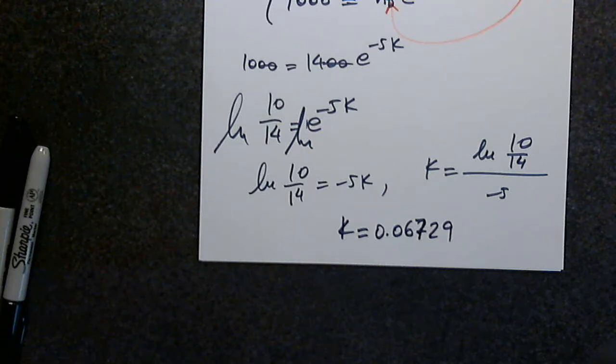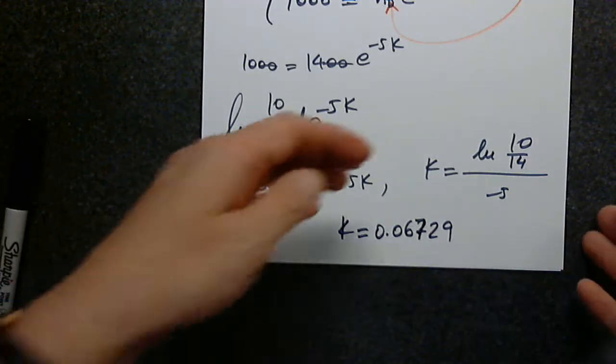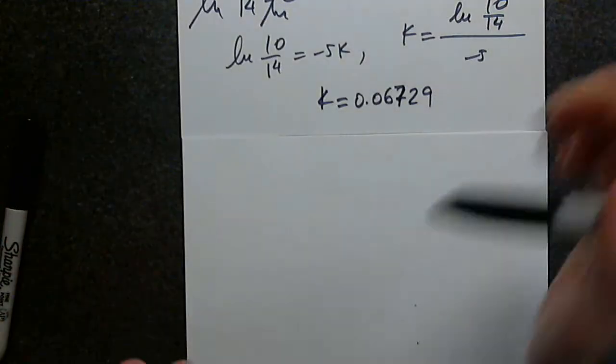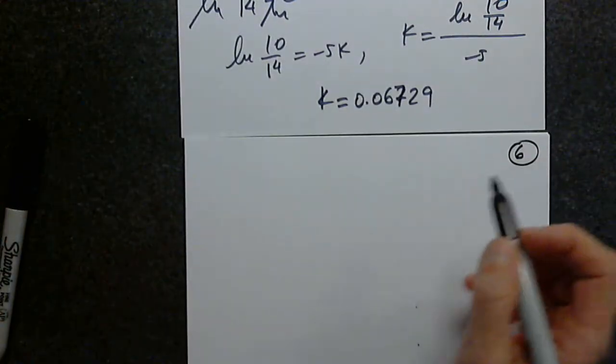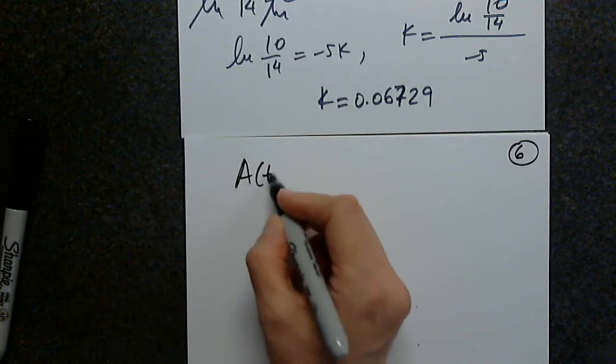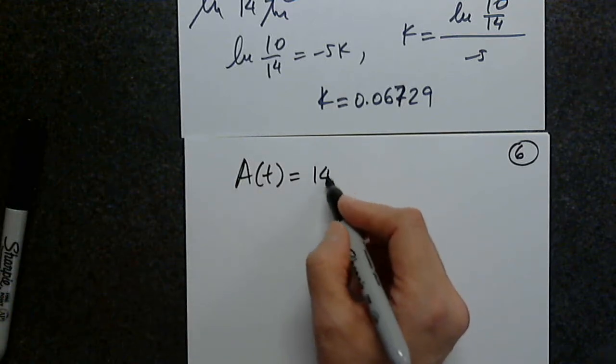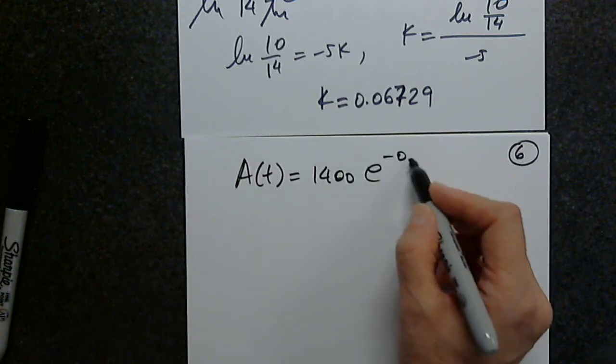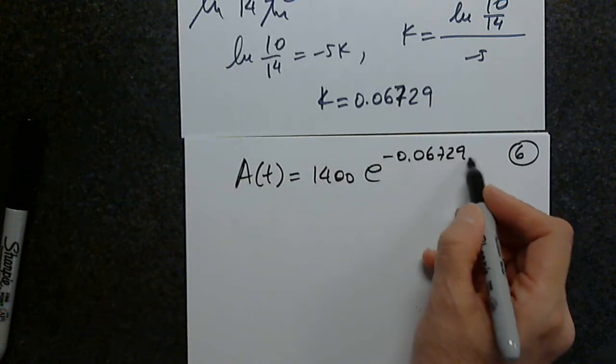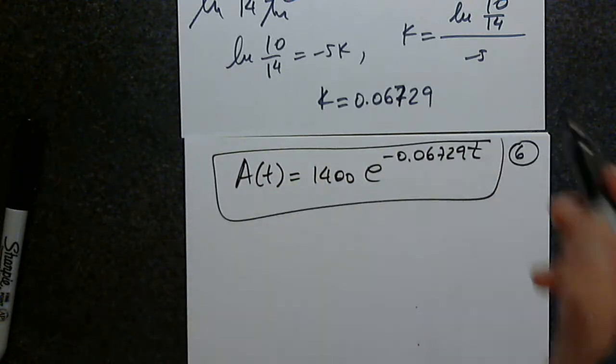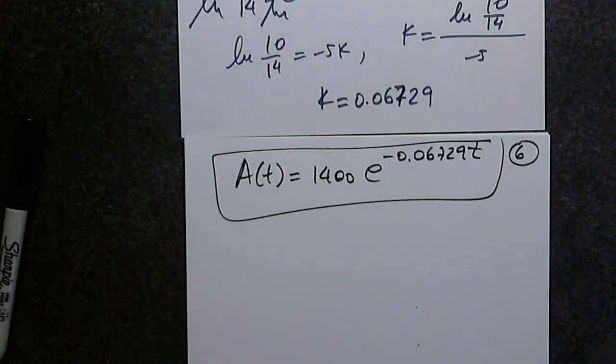Now we have the entire model, and now we can answer any question. So we have A of t equals 1400 times e to negative 0.06729 t. There are no more unknowns in the model. The unknowns were the rate, k, and the initial value, which we have.